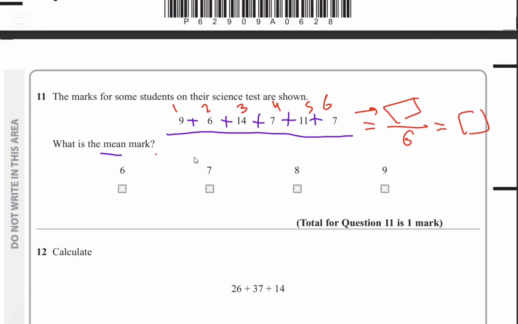So guys, this is like a homework. You just add them all up, find the answer, and then divide it by 6 and check the answer right here.